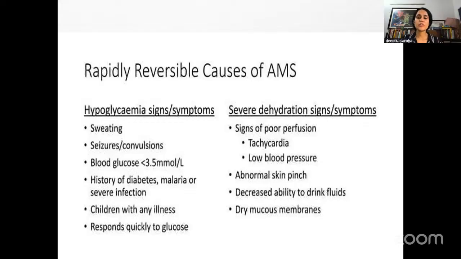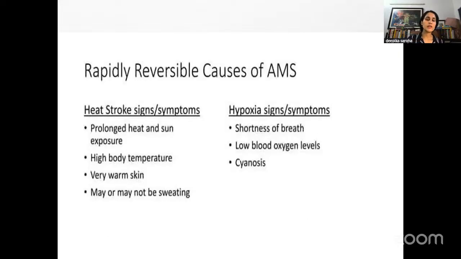Severe dehydration: the patient will have signs of poor perfusion such as tachycardia and low blood pressure, abnormal skin pinch, decreased ability to drink fluid, and dry mucous membranes. Then heat stroke or excessive exposure to heat, with prolonged heat and sun exposure, high body temperature, very warm skin that may or may not be sweating.